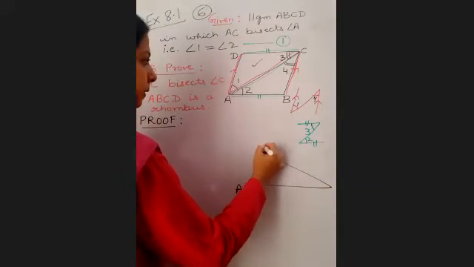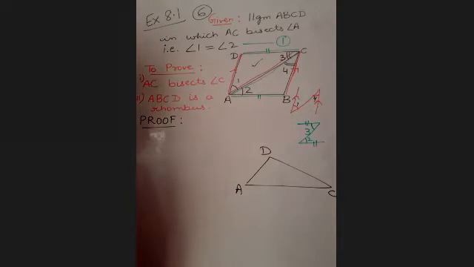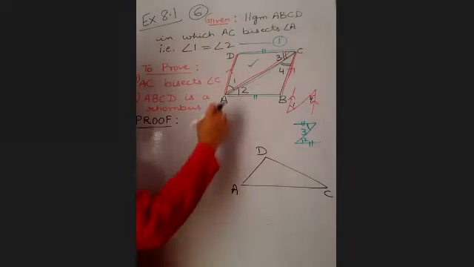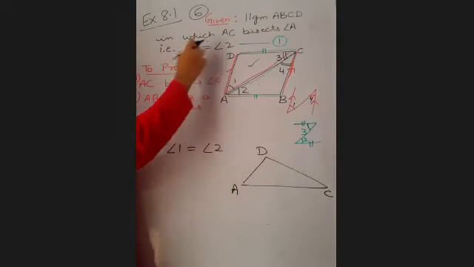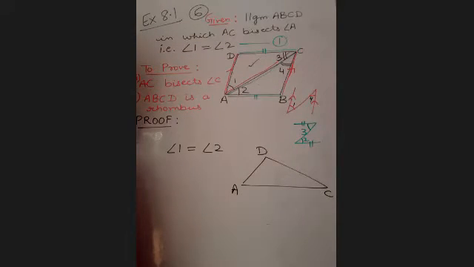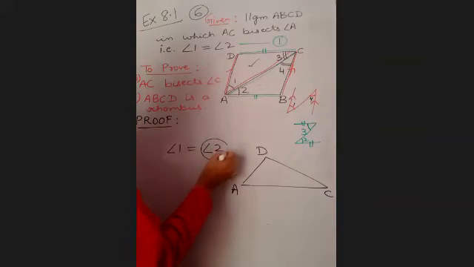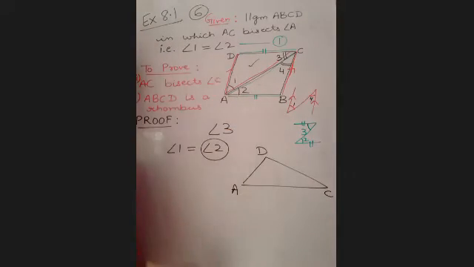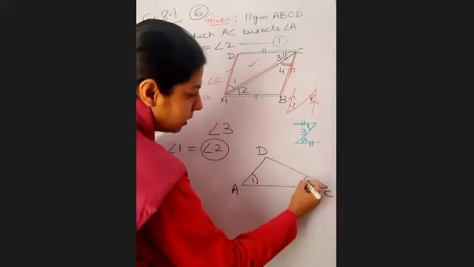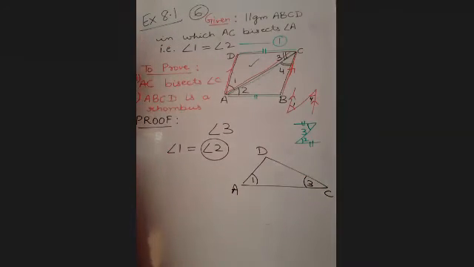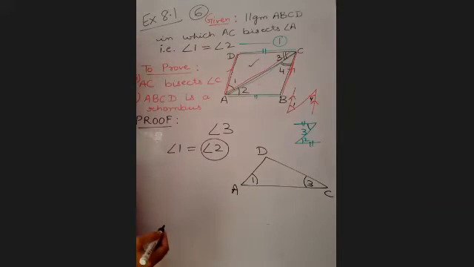ABC. All right. Now in triangle ADC, if we look carefully, we have angle 1 is equal to angle 2. This is given to us. And by alternate angles, we prove that angle 2 is actually equal to angle 3. So now this angle 1 is equal to this angle 3. And in a triangle, when two angles are equal, what is the conclusion?